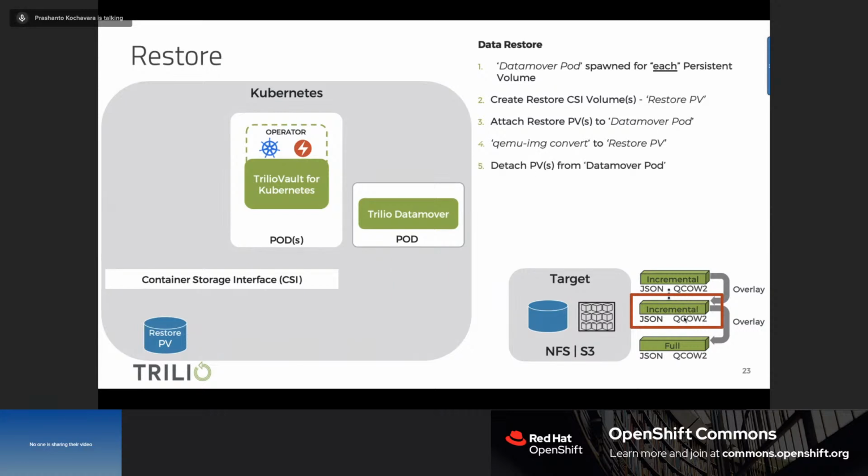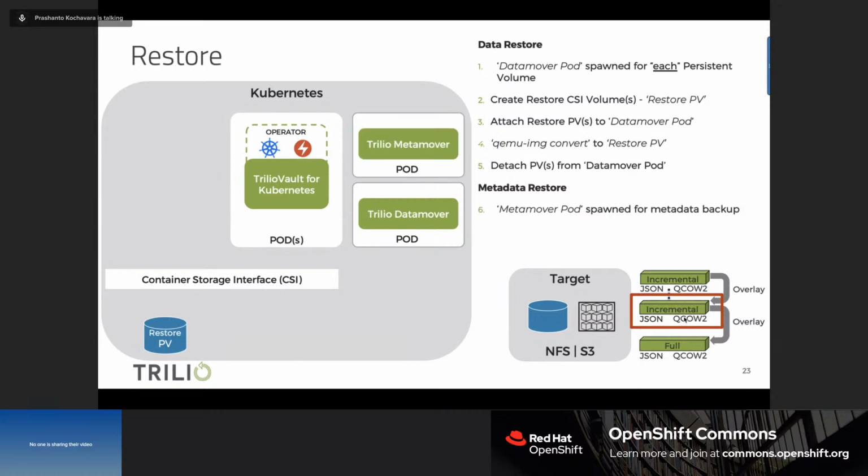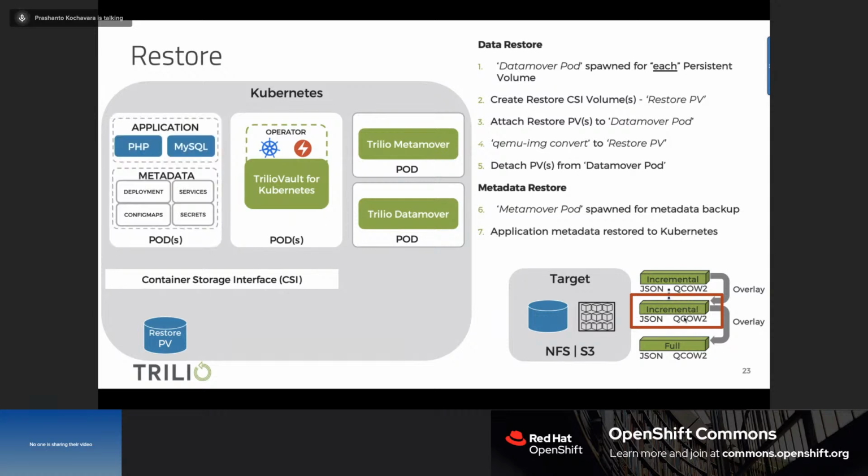Again, the PVs are detached from the data mover pod to complete the data portion of the operation. Next is the metadata restore, where we spin up the MetaMover pod for the metadata restore. The application metadata is again restored back into your namespace or your particular cluster. And then all the application specs and PVCs are restored to the restored PV. Obviously, everything is done via the CSI interface.